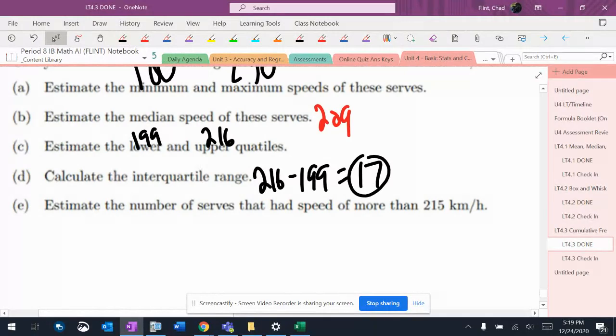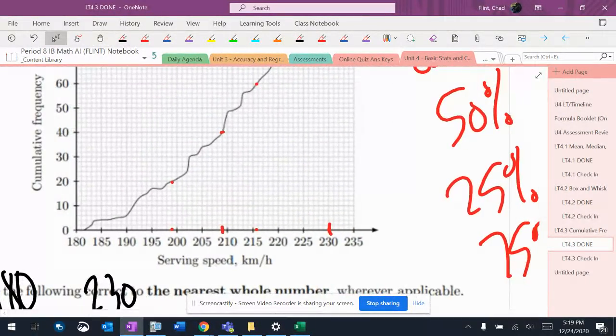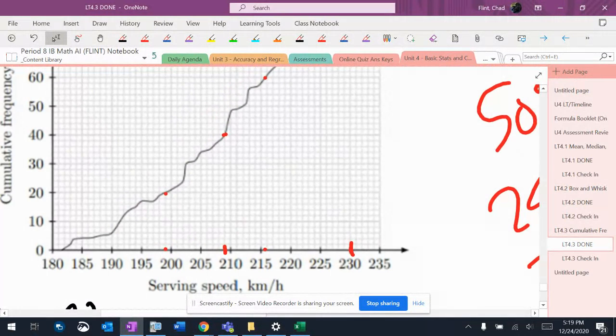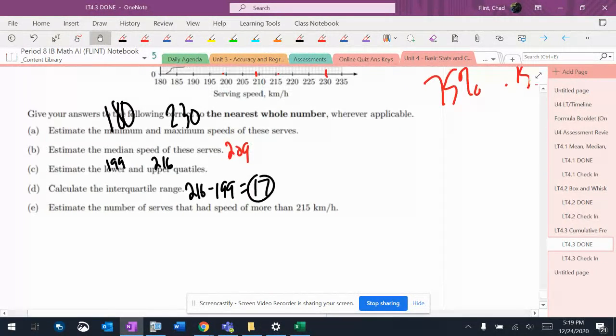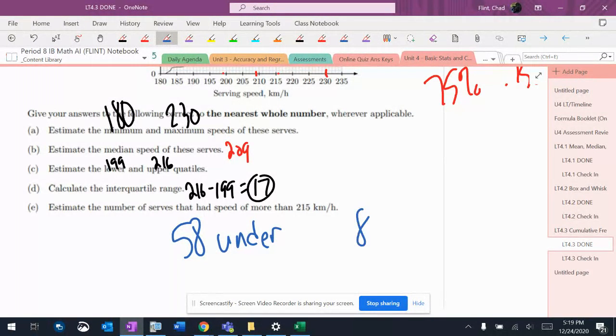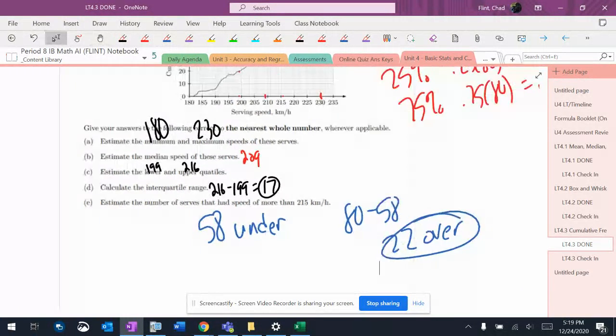Estimate the number of serves that were more than 215. So for 215, I want to go up to the graph and see if I can figure out about how many that was. So 215 is right there, I think. I did that right. Right there. All right, which goes over right there. And those go up by 2. So that's 58. So I'm going to go back down and do my work here. So 58, we're under that point, and there was 80 total, which means there's 22 over that number.